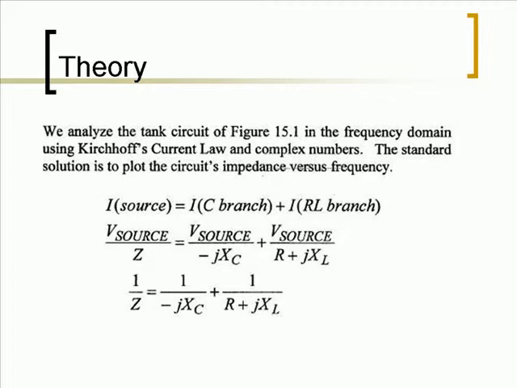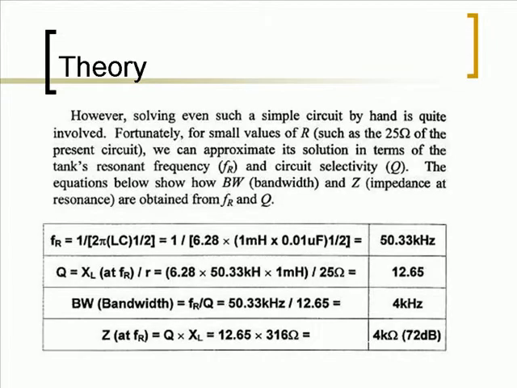The standard solution is to plot the circuit's impedance versus frequency. However, solving even such a simple circuit by hand is quite involved. Fortunately, for small values of R, such as the 25 ohms of the present circuit, we can approximate its solution in terms of the tank's resonant frequency, FR, and circuit selectivity, Q. The equations below show how BW, the bandwidth, and Z, the impedance at resonance, are obtained from FR and Q.